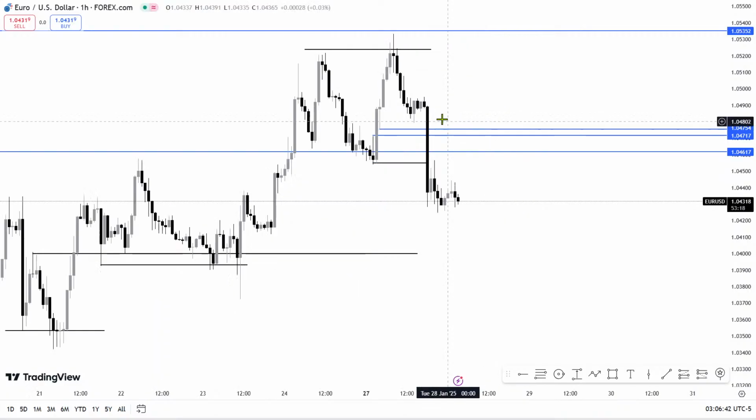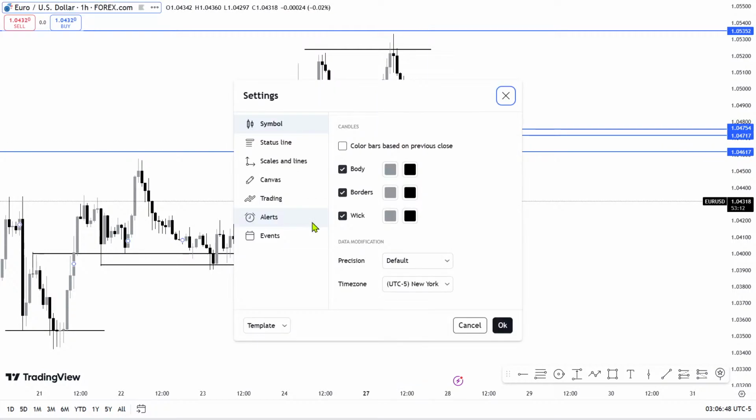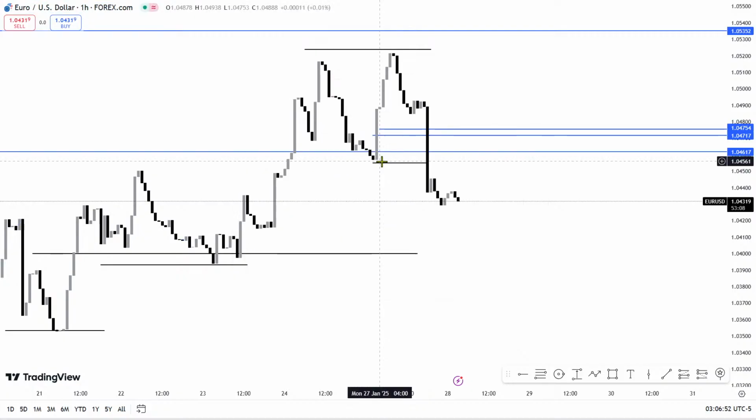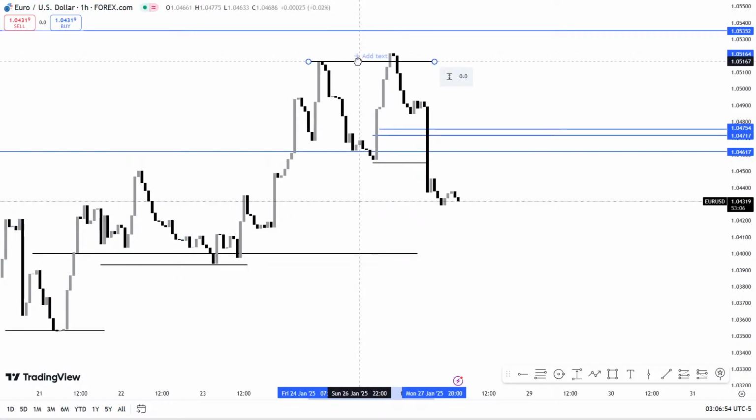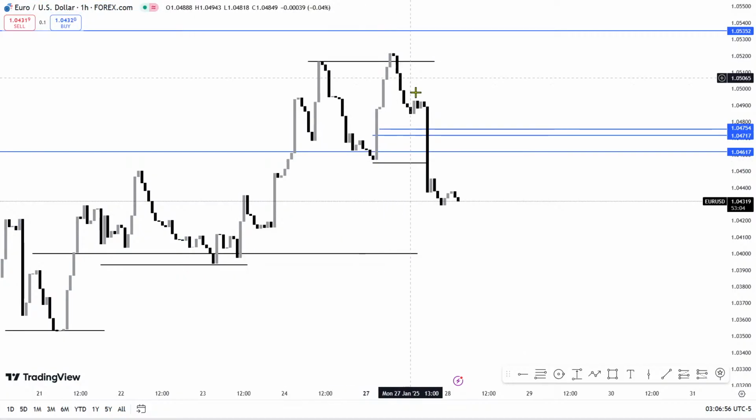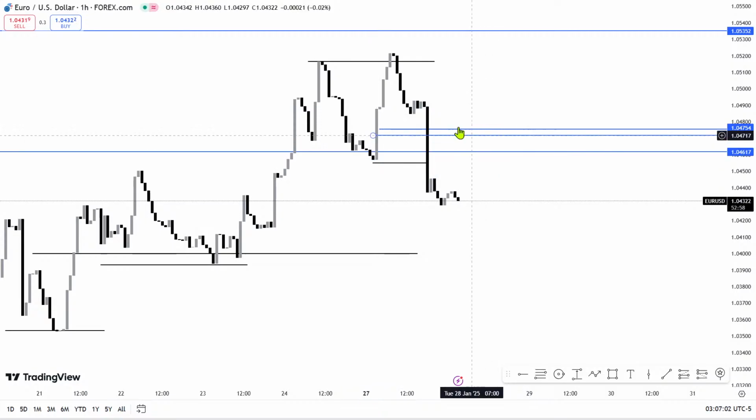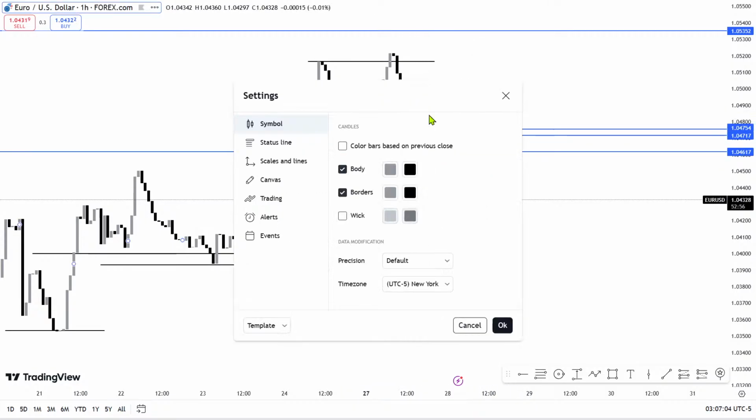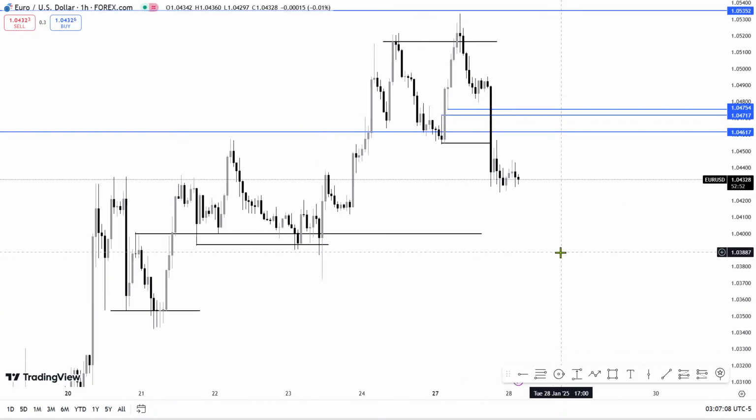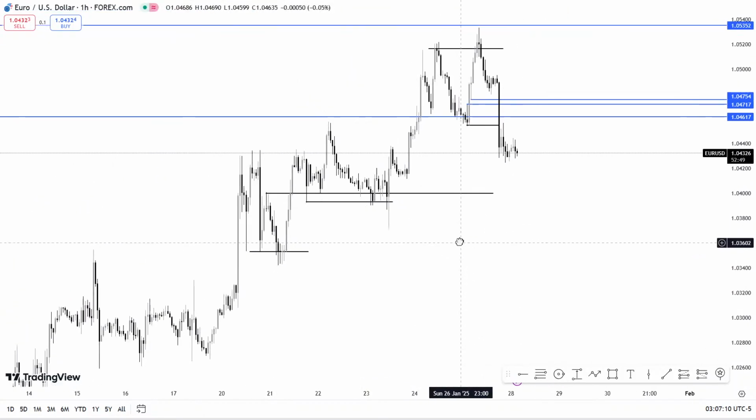Again, don't be confused. Most of you will want to pay attention to this tiny mitigation block here, but if you remove the candle wicks, you would see clearly that this is the most obvious you have. You see that? Took out the high. This is the bearish breaker. All right, so this is how to look at the narrative. The narrative is very important, my friends. Okay, so this is what we're looking at on the Euro USD.